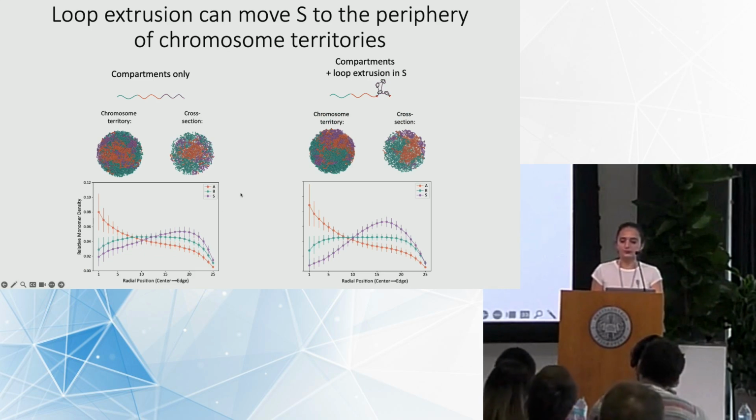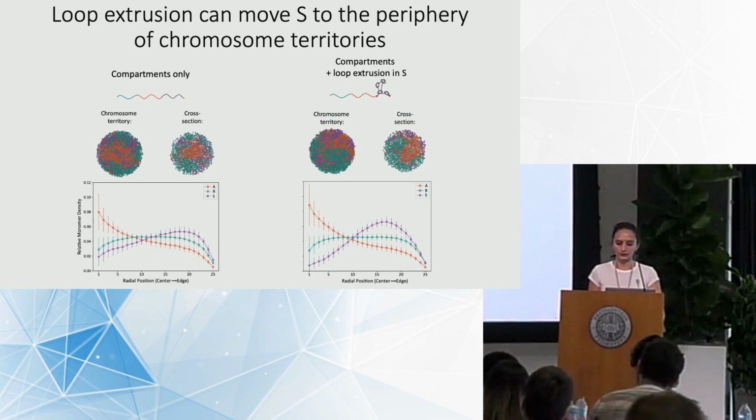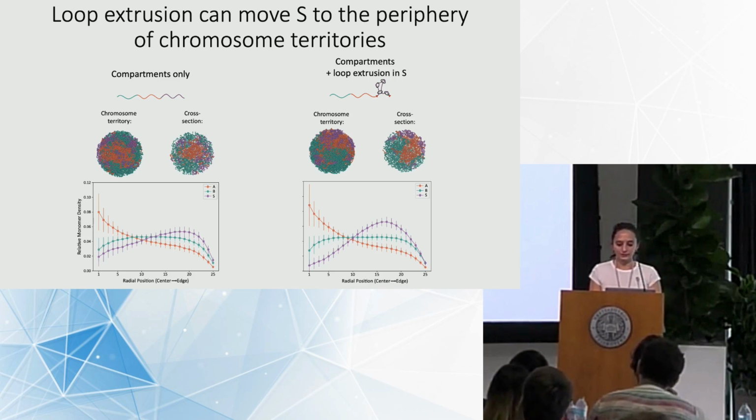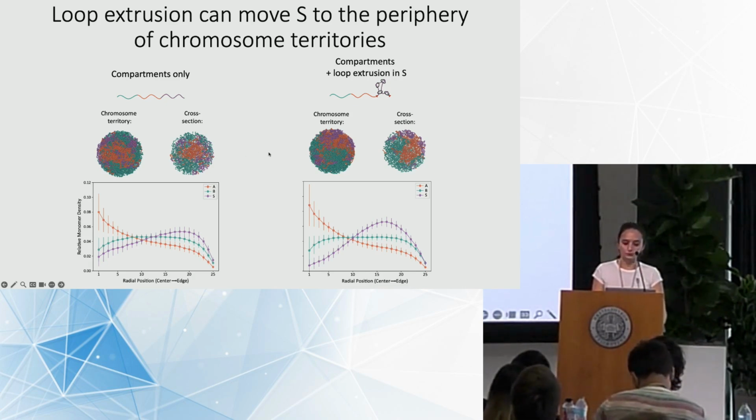We also found this interesting and unexpected behavior for the overall 3D organization of S. As I mentioned at the beginning, compartmentalization is reflected as the overall spatial segregation of different types of chromatin. And given loop extrusion's role in driving the decompartmentalization of S in our models, we asked how that might confer a unique spatial organization. And we found that indeed loop extrusion repositions S to the edges of chromosome territories.